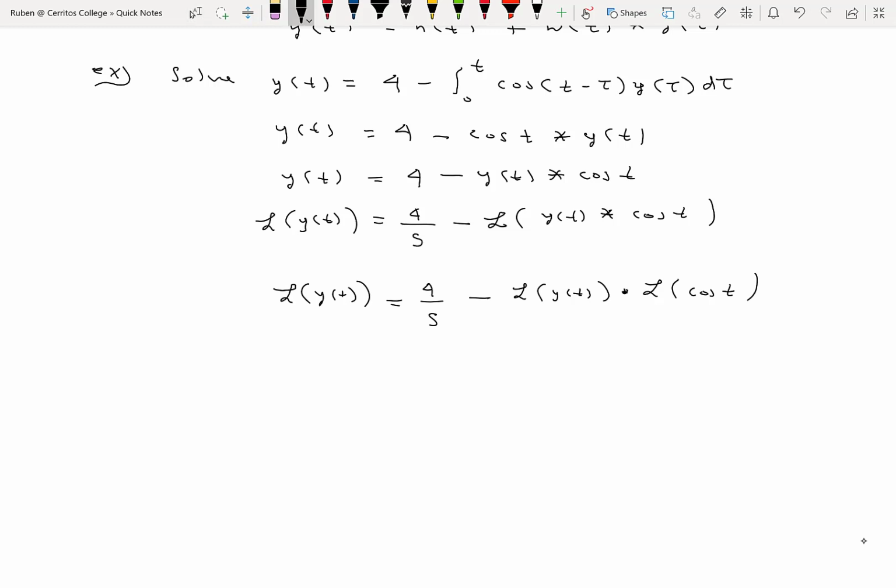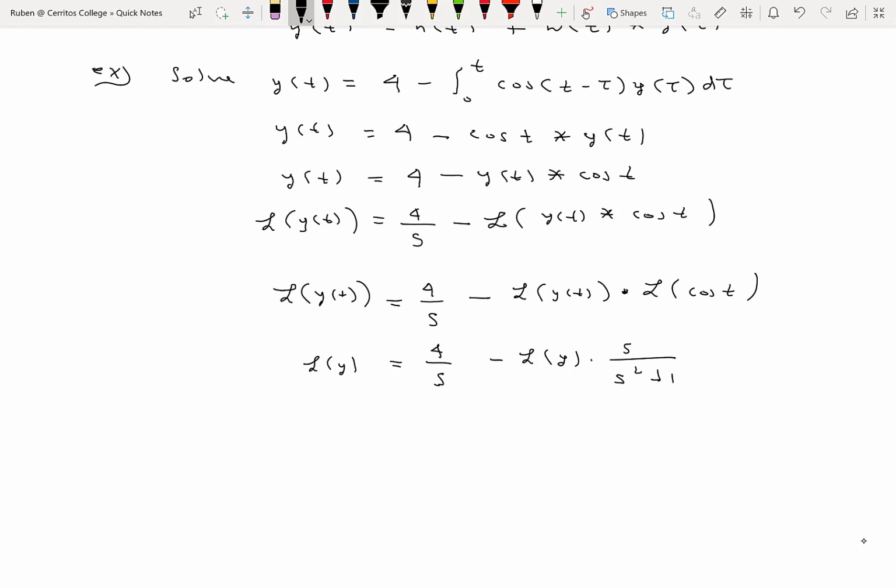So I'm going to get rid of the of t's. I'm just going to write Laplace transform of y, just to simplify the notation, equals 4 over s minus the Laplace transform of y. And we know the Laplace transform of cosine of t is s over s squared plus 1.